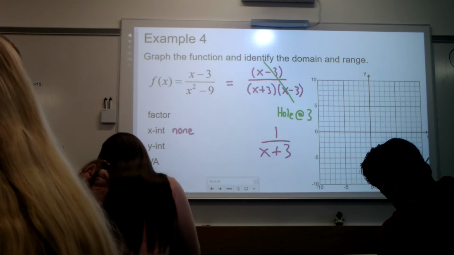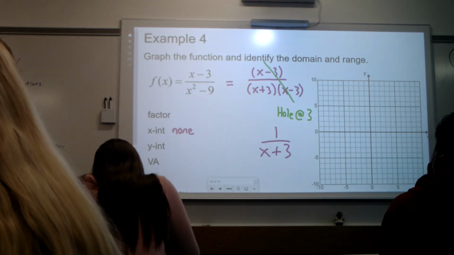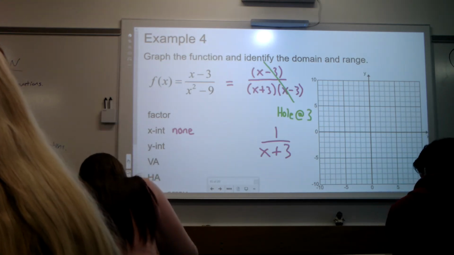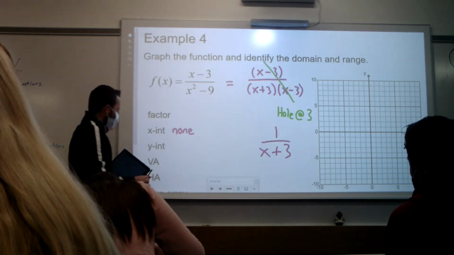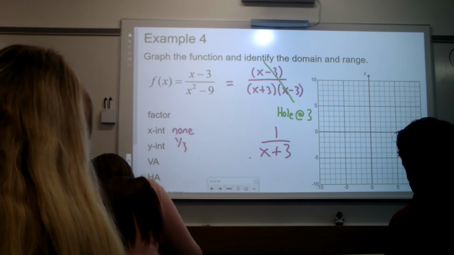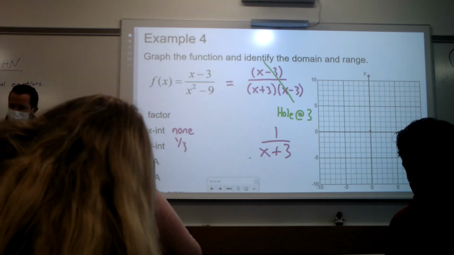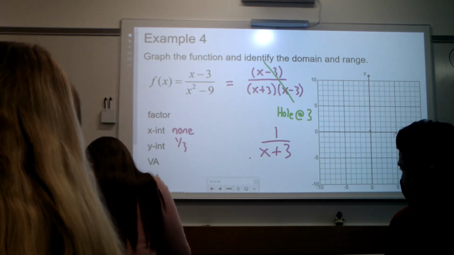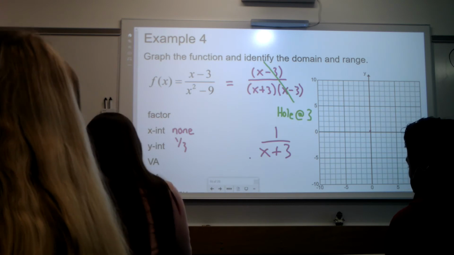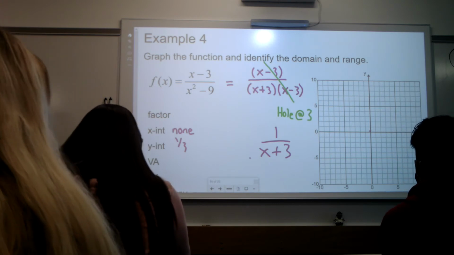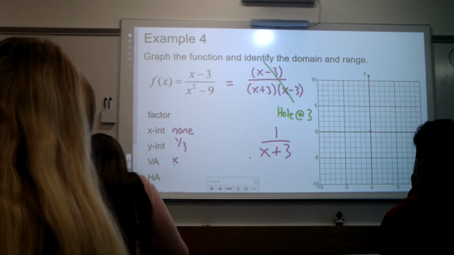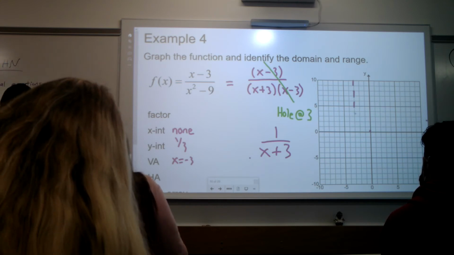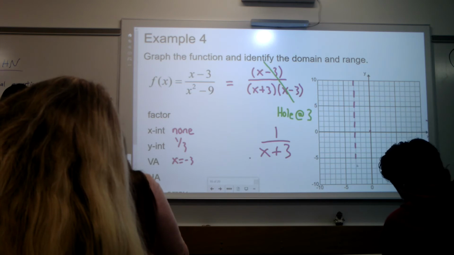Brinley, what about the y-intercept? What do we do there? Awesome, so we plug in 0, and you get 1/3. So we've got a y-intercept at 1/3. About there. Alright, so then, Micah, what about the vertical asymptote? Awesome, and that'll be a vertical line, so I'll do x equals -3. So I'm going to come over to 1, 2, 3, and I'm going to put a dashed line here. That is my vertical asymptote.